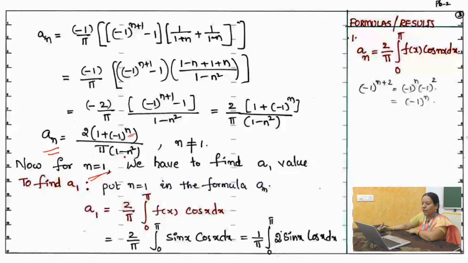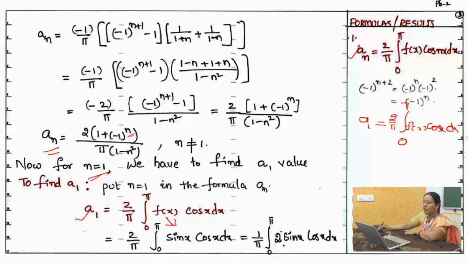Okay, so for n equal to 1, in place of an you have to calculate a1. So write down the formula for an first and substitute n equal to 1. You get the formula for a1. So what is your an? Your an is, see this formula, 2 by pi integral 0 to pi f of x cos nx dx. Then what happens if n equals 1? a1 equals 2 by pi integral 0 to pi f of x cos x dx. I just wrote it here. Now substitute the function f of x equal to sin x, and here it is cos x.